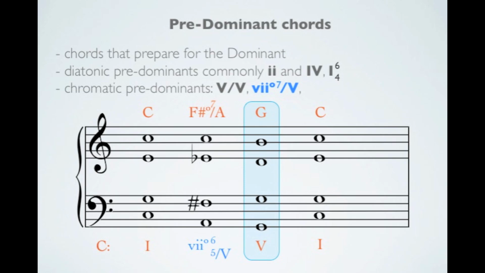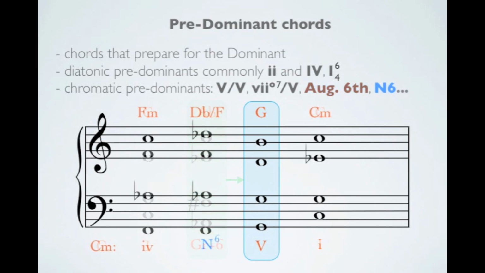Similar to the 5 of 5, another common chromatic predominant is the 7 diminished 7 of 5, which is most often used in first inversion. There's also the augmented sixth chord, which we'll talk about in this video, as well as the Neapolitan sixth chord.